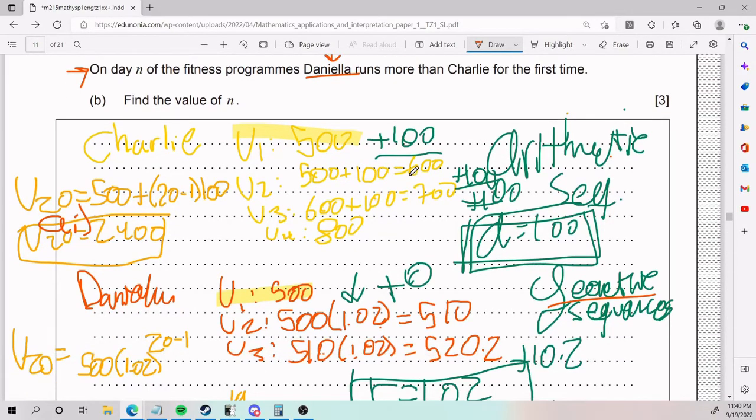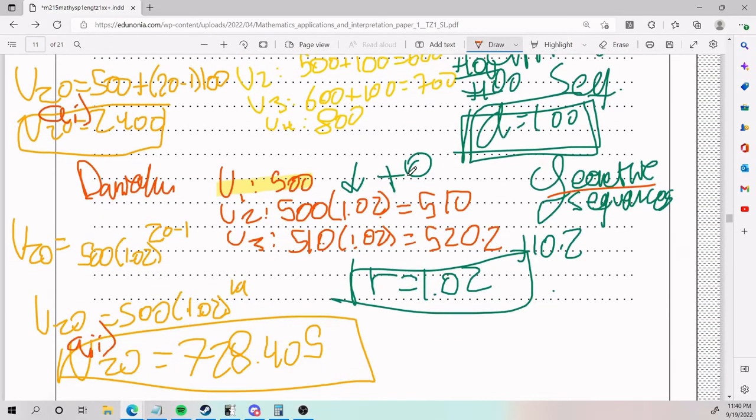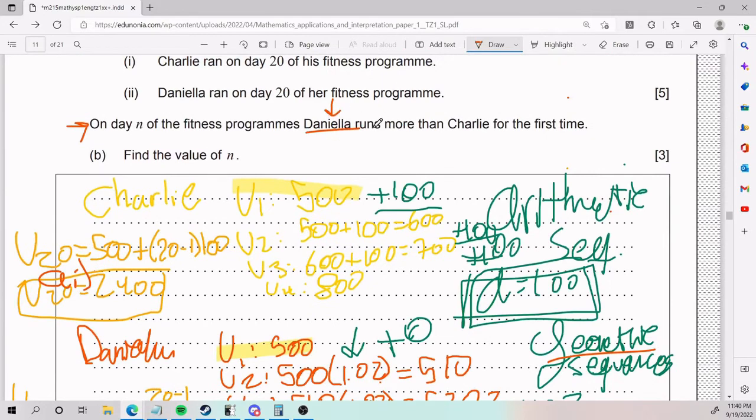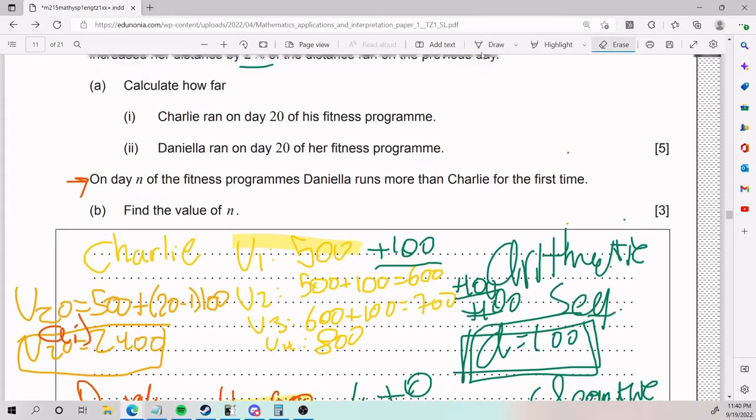So, what we have to do here, ¿cierto? Is take our formulas for nth term and have Daniela's be bigger than Charlie's, because that is what it's telling us. ¿Cierto? Daniela at some point runs more than Charlie for the first time. So I'll actually do it up here. Maybe it'll make more sense.